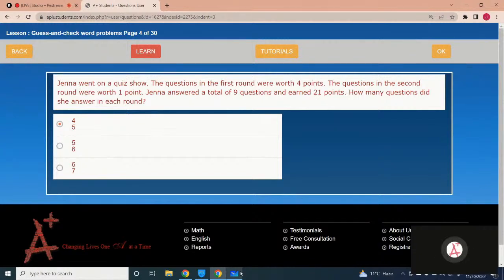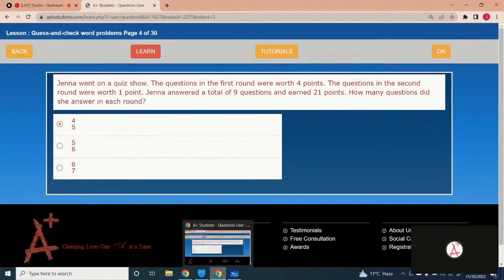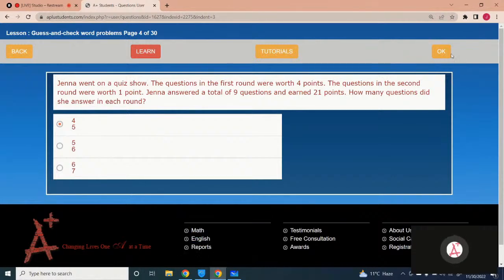Because she answered a total of 9 questions, out of the 3 options, just the first one works, when you add them, 5 plus 4 makes 9. That means in the first round she answered 4 questions, because 4 times 4 makes 16, and 5 times 1 makes 5, so 16 plus 5 makes 21. Got it? So the first option is the correct one.